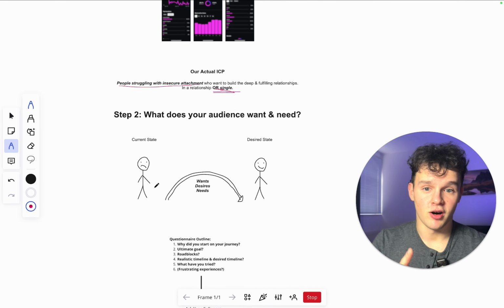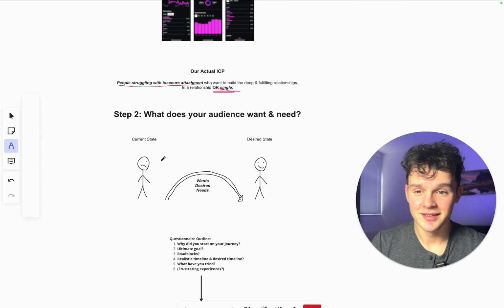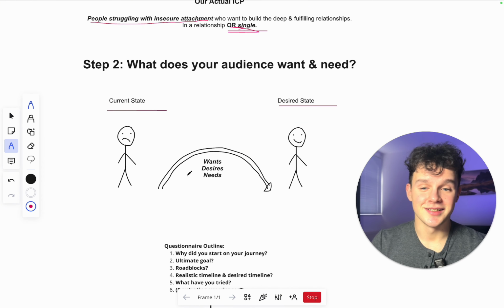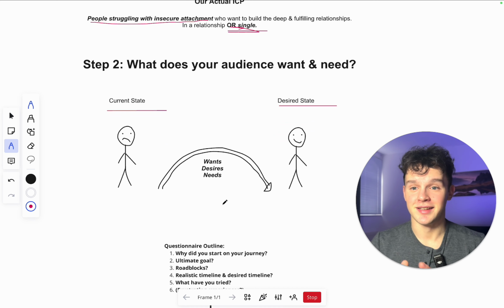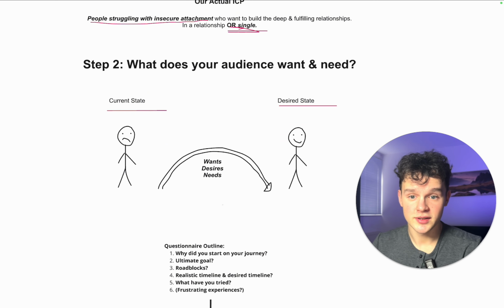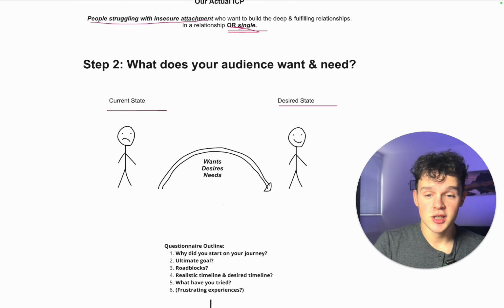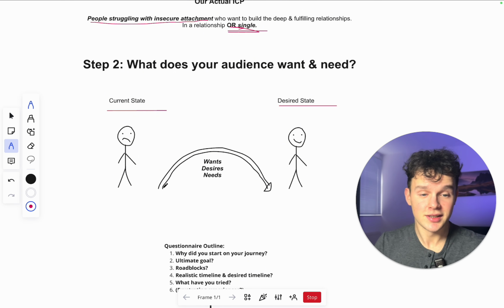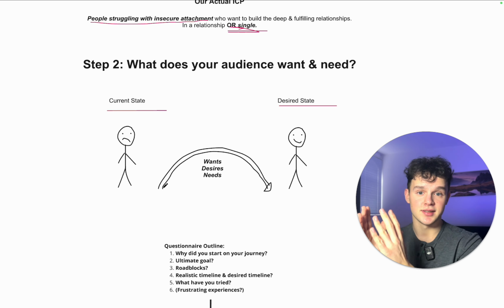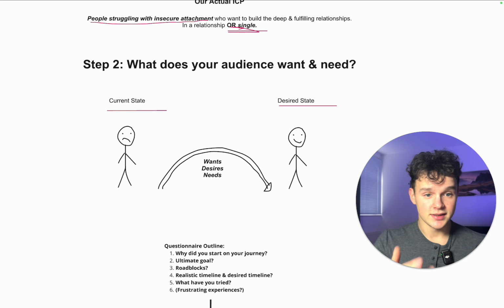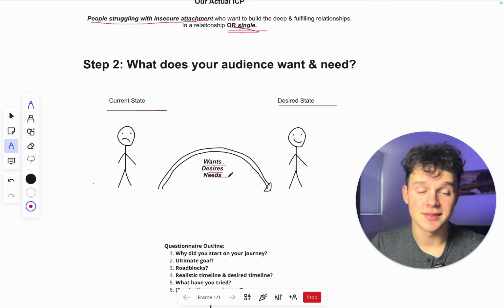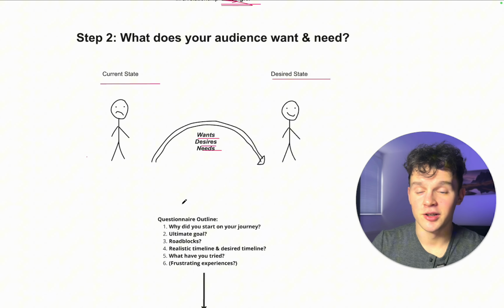So what does your audience want and need? First of all, you have to find their current state and their desired state, because the only thing that separates them from their current state and their desired state are actually the wants, desires, and needs. So if you build a mechanism that gives them sort of like a bridge, and that bridges the gap between their current state and desired state, that means that they will get access to all of the wants, desires, and needs that they want. Our questionnaire looked like the following.